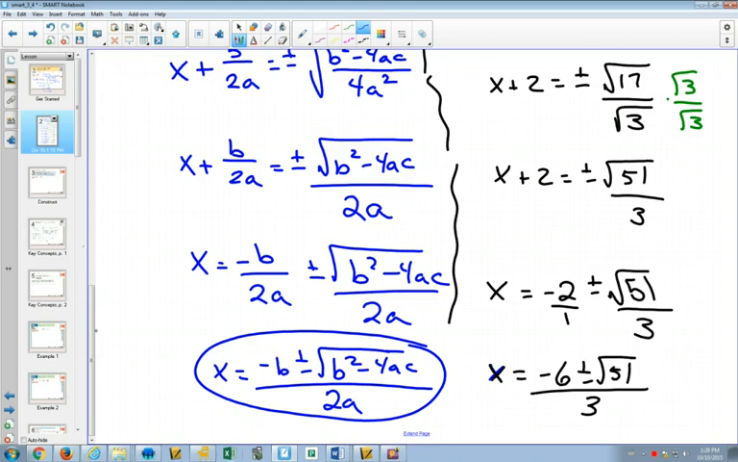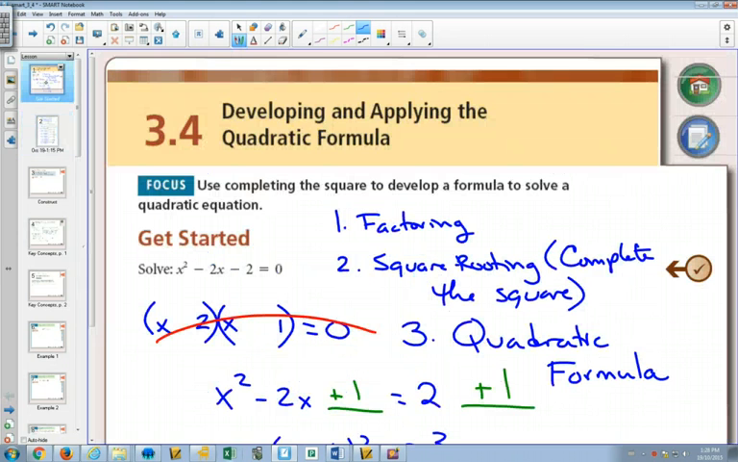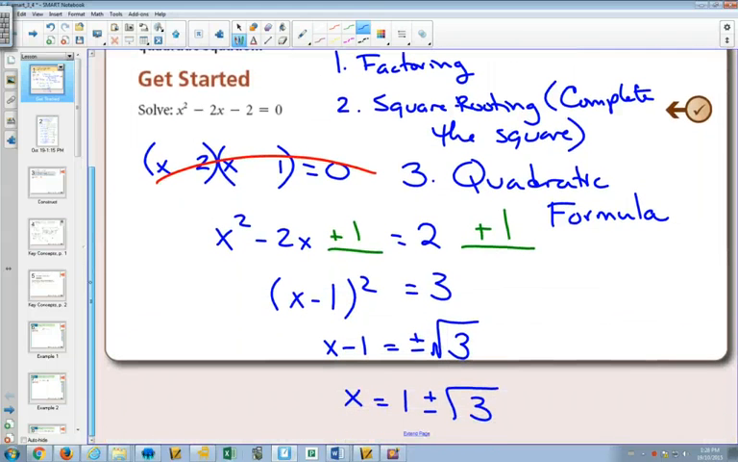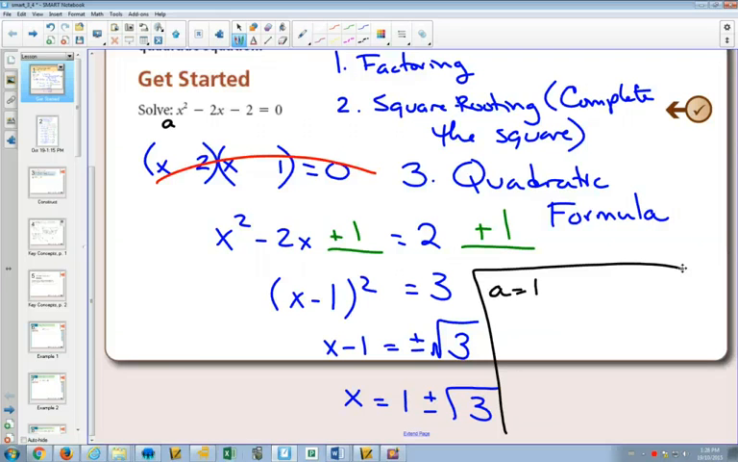So if we go back to this original question that we just solved, 1 plus the square root of 3, we could have done this one with our formula. According to this equation, with it equal to 0, the a value would be in front of the x squared, so you can see that a would equal 1. Your b value is negative 2. And your c value is another negative 2.